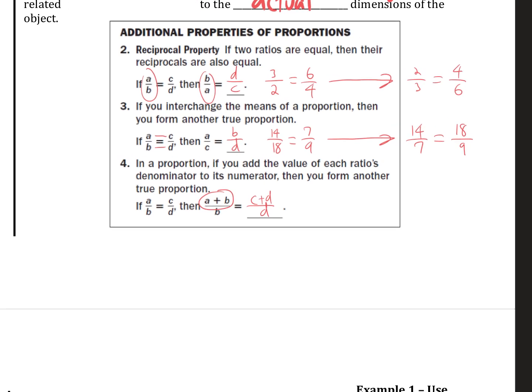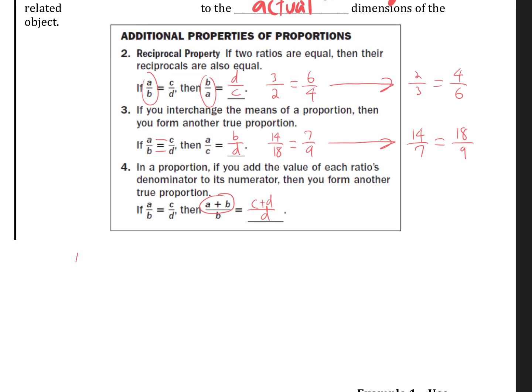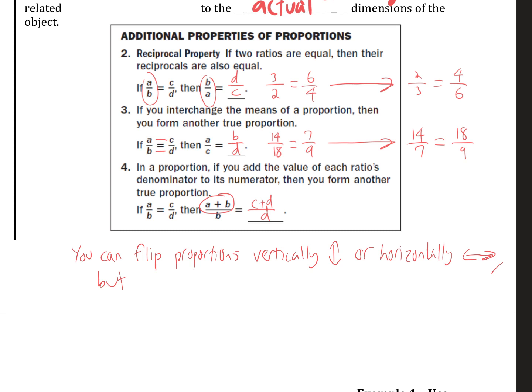So let's write one hint down here, okay, is you can flip proportions vertically, which is up and down, or horizontally, which is side to side, but not diagonally, okay? Some people try to flip diagonally, that's the only way you can mess it up. But not diagonally, okay? So those are some properties there. All right, let's get into it here.